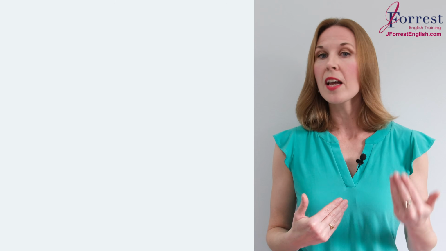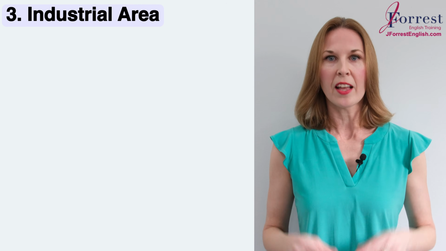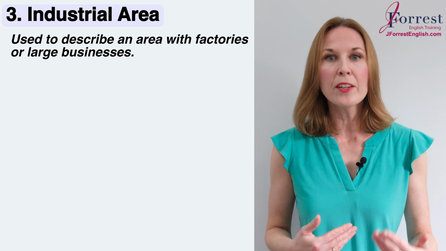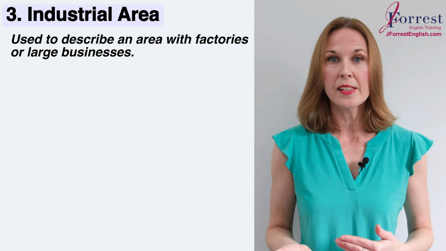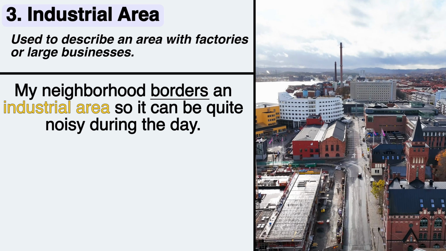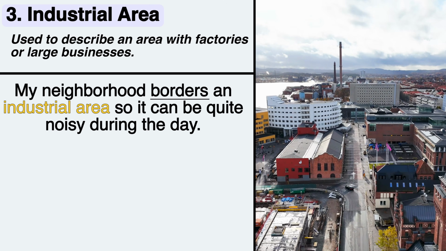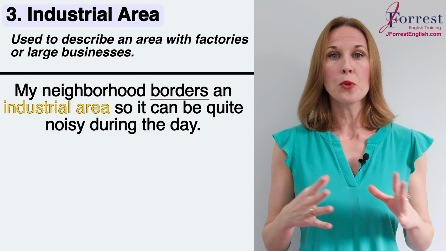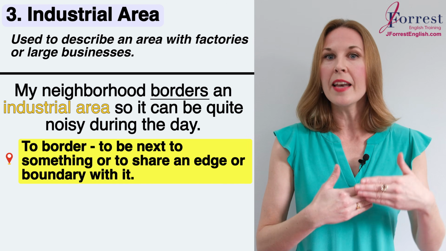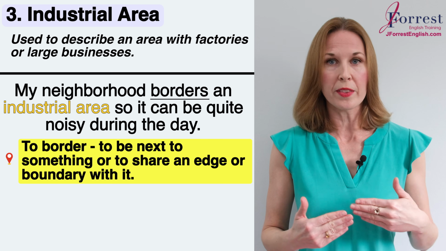Now, the opposite of a residential area is an industrial area. This describes an area with factories or large businesses. You might say my neighborhood borders an industrial area, so it can be quite noisy during the day. So notice the verb to border. This means to be next to something or to share an edge or boundary with it.